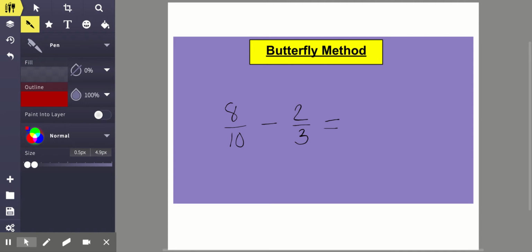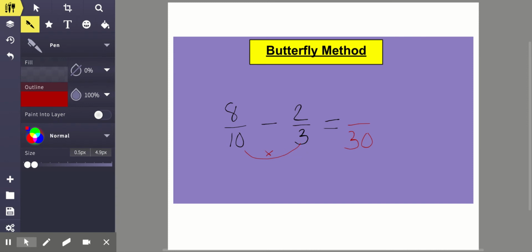So we have 8/10 minus 2/3. Once again, we're trying to get this denominator the same. We're trying to make a common denominator. So instead of using multiples, we are going to use our butterfly method. In our first step, we are going to get that denominator by multiplying our two bottom numbers, 10 times 3, which gives us 30. All right, that was the first step. Multiply the denominators, multiply the bottom.